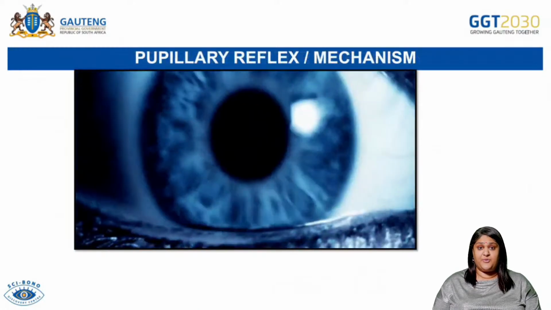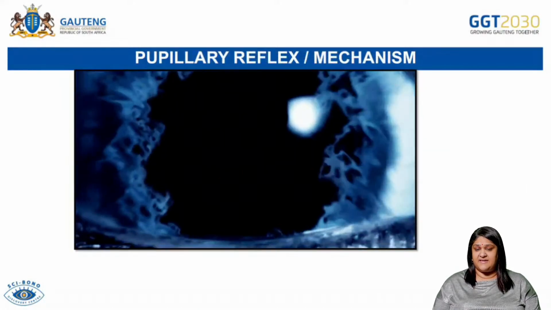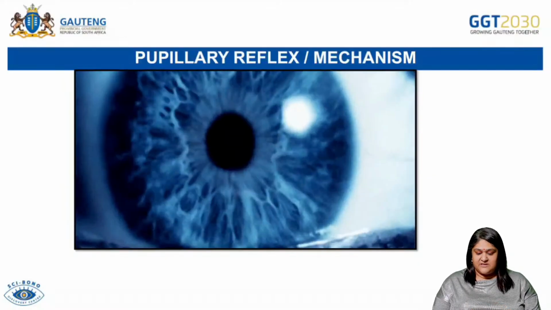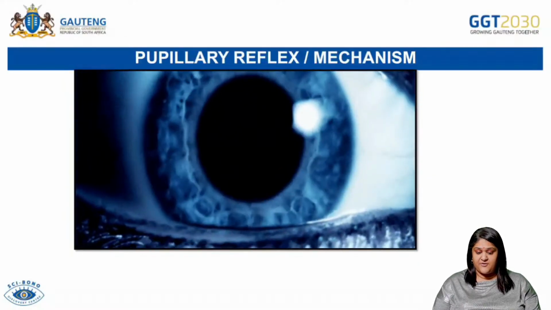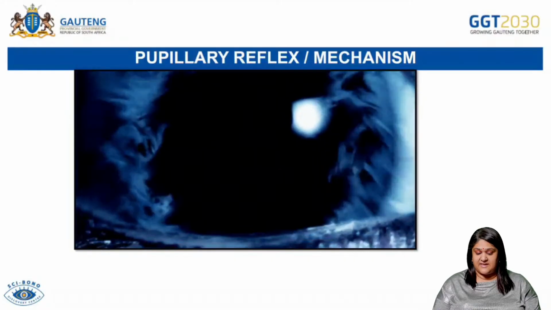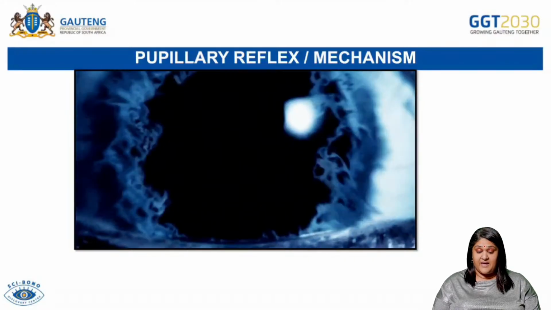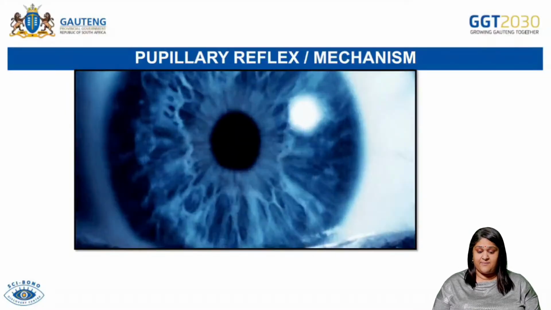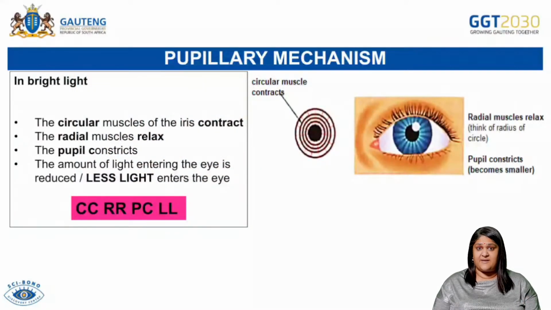Now we move on to the pupillary reflex, the pupillary mechanism. Another question that examiners love. And I want to just pause a little bit here so you can see what's happening. Do you see how the pupil is dilating and constricting there? So it's pretty cool. And now maybe you're going to have to describe in the exam how this is actually happening.